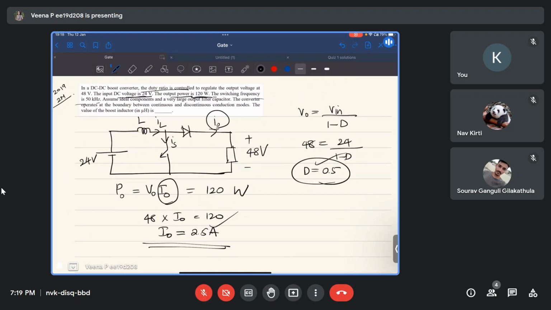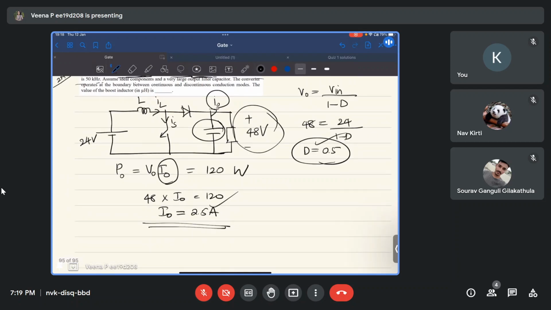The switching frequency is 50 kilohertz. Assume ideal components and a very large output filter capacitor. So very large output filter capacitor means the average current through the capacitor is 0. Also, the DC voltage is maintained constant at 48 volt. The converter operates at the boundary between CCM and DCM.